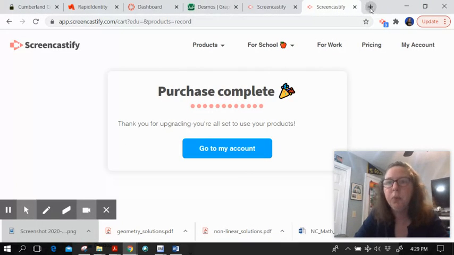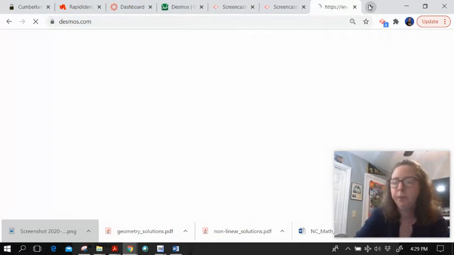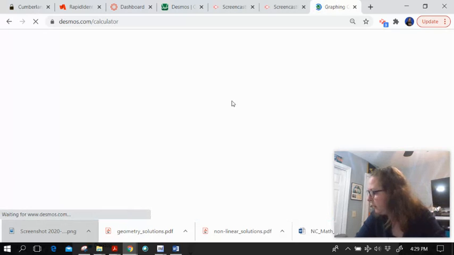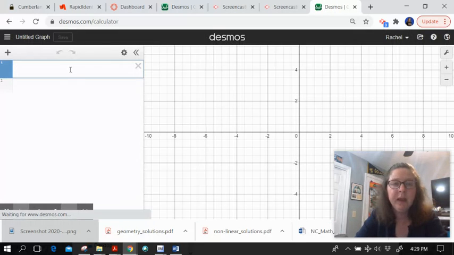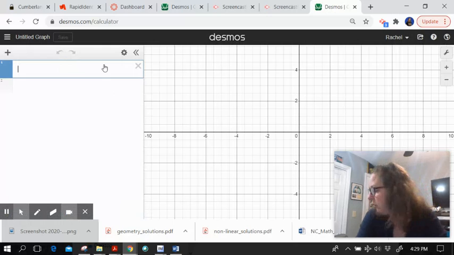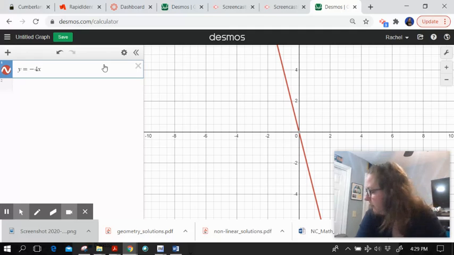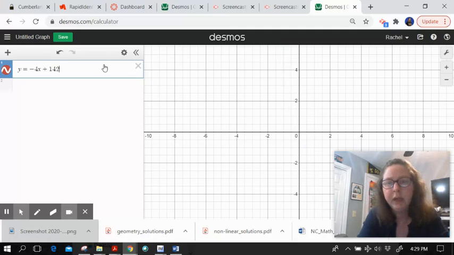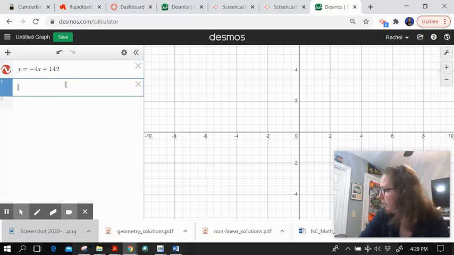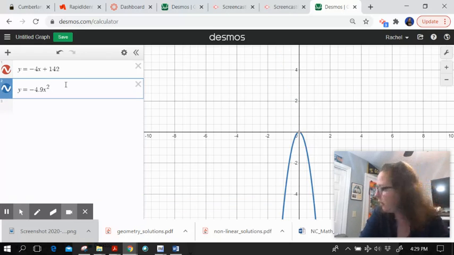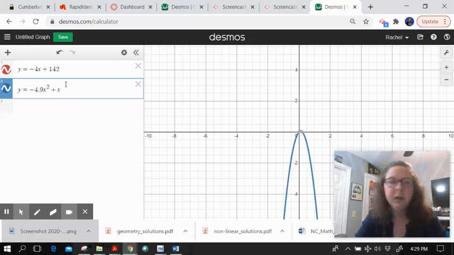Okay, and let me open Desmos. And then I'm just going to type in the exact equations the way that they gave them to me. Just remember to change h and t to y and x. So y equals negative 4x plus 142 is the linear equation. The quadratic equation is y equals negative 4.9x squared plus x plus 360.